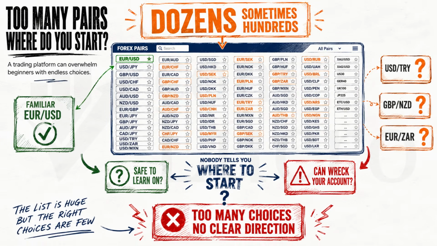So in the last video, we finally saw a currency pair for what it really is. Not one thing you buy, but two currencies going head to head. Now here's the problem that hits every beginner the moment they open their trading platform. You go looking for a pair, and you're staring at a giant list. Dozens of them, sometimes hundreds. Euro USD is in there, sure, but so are names you've never heard of, with 3 letters you can barely pronounce. And nobody tells you which ones are safe to learn on, and which ones will quietly wreck your account.